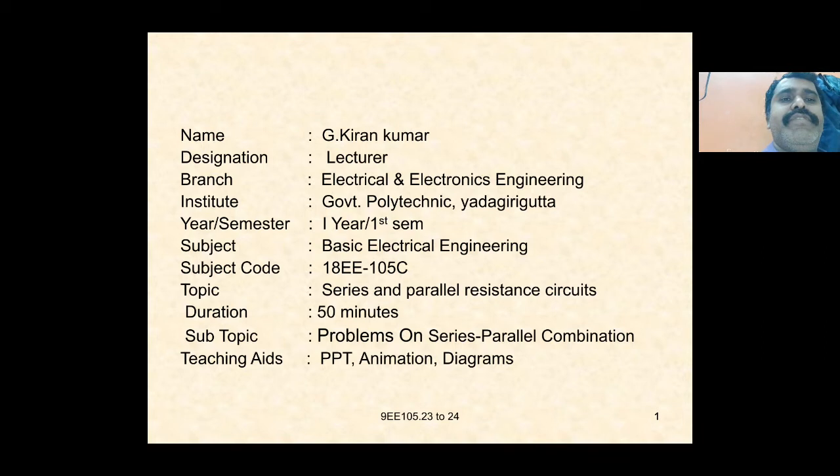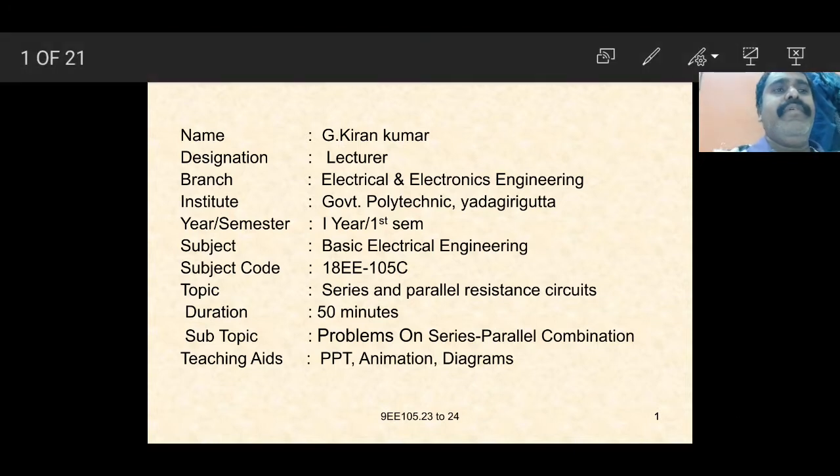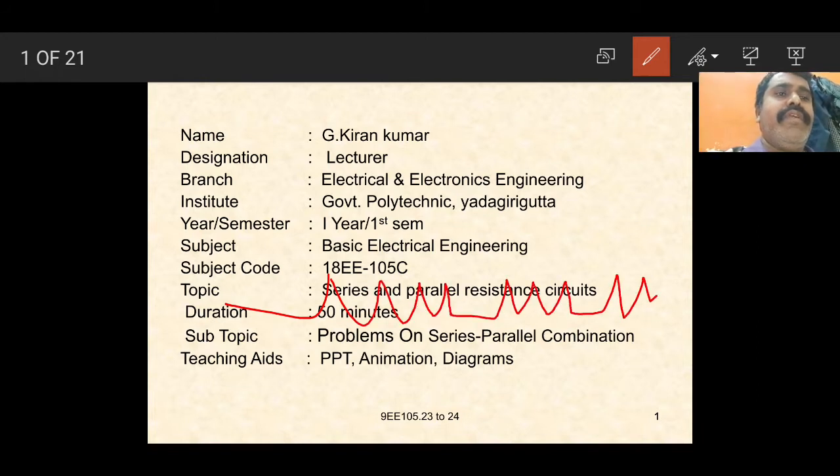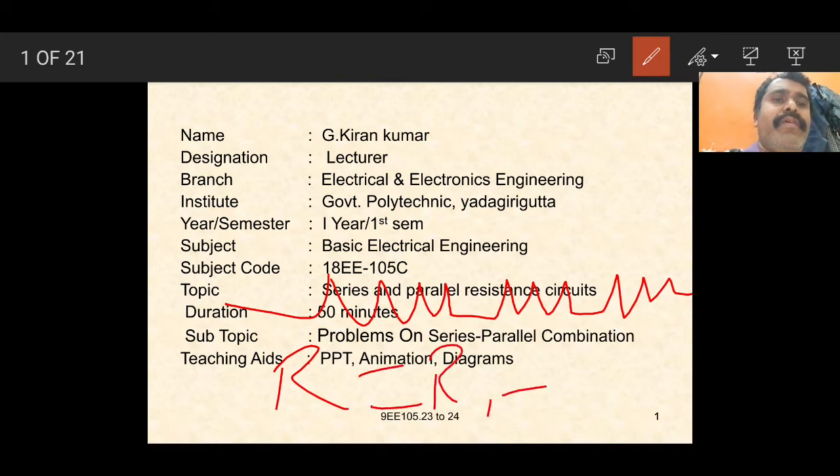So here again we studied the series. In the case of a series circuit, where three resistors are connected in series, we can derive that total R is equal to R1 plus R2 plus R3.